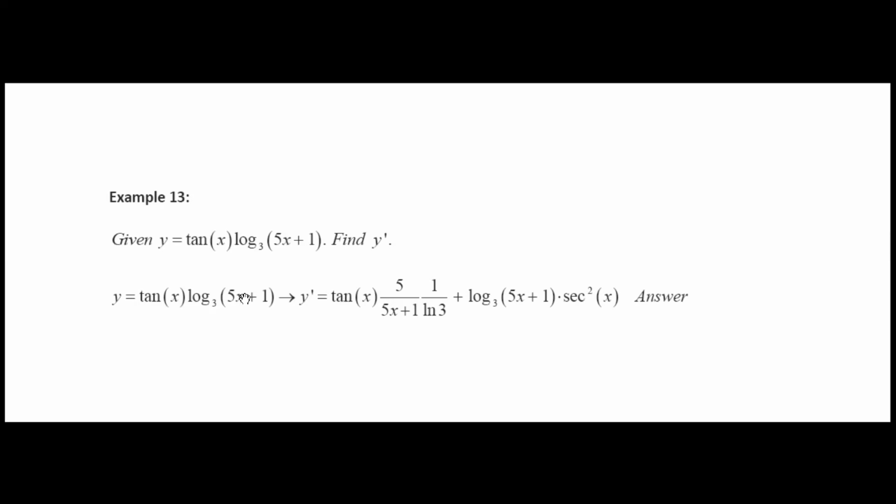Now remember, this is 5 over itself times 1 over ln of 3, because the base is 3, plus the second, ln of 5x plus 1 base 3, times the derivative of tangent, which is secant squared. And guess what? You're done. You're done with the problem.